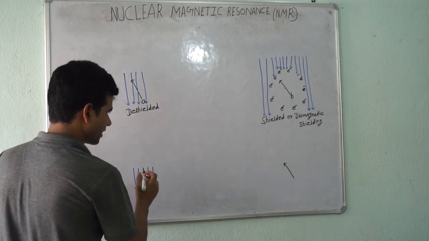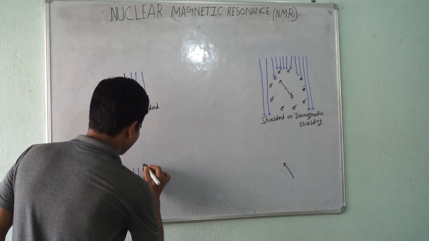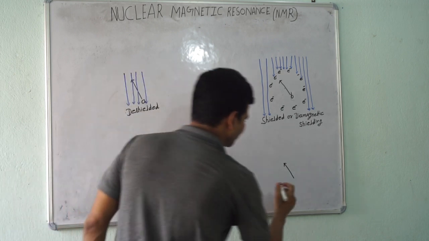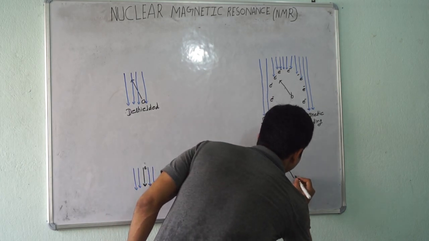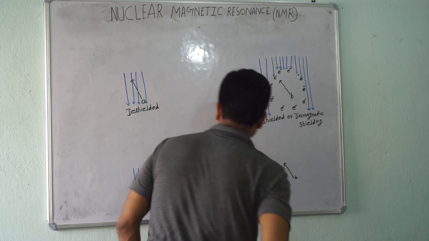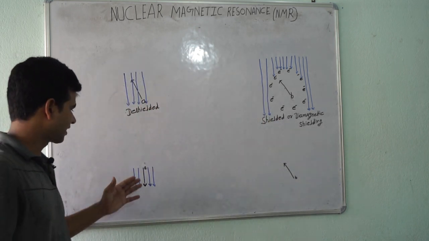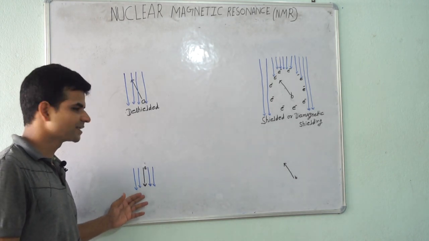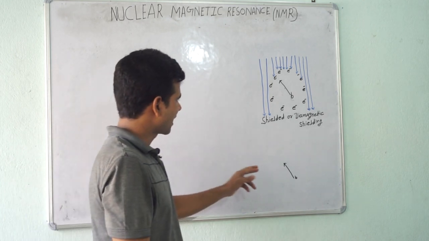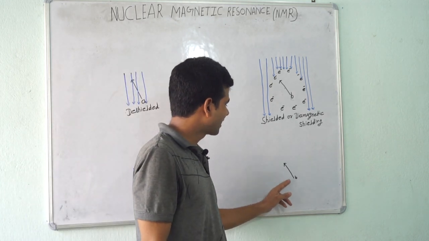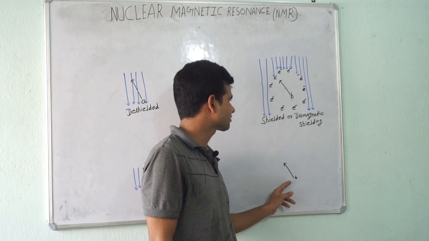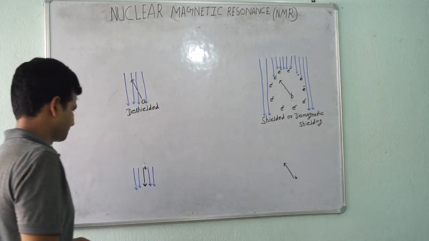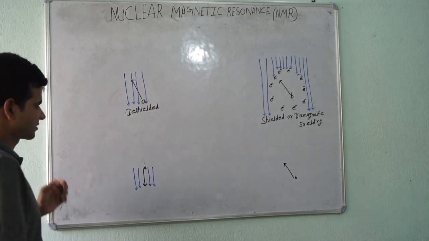It is hydrogen atom A and it is hydrogen atom B. Hydrogen atom A has aligned itself with the direction of the applied magnetic field due to de-shielding. But hydrogen atom B has not aligned itself with the direction of the applied magnetic field due to shielding. It was our first step.